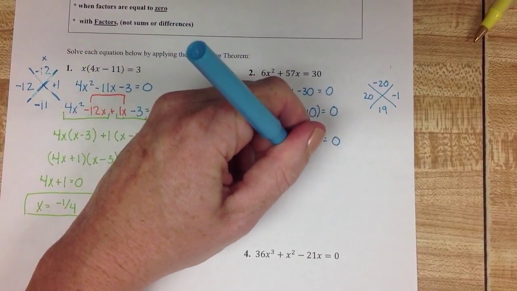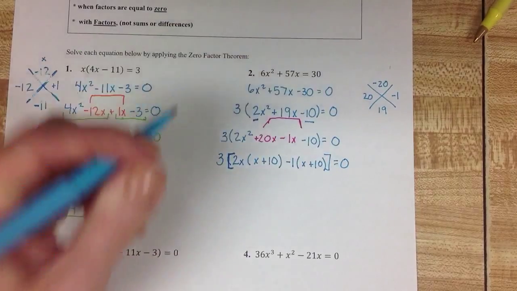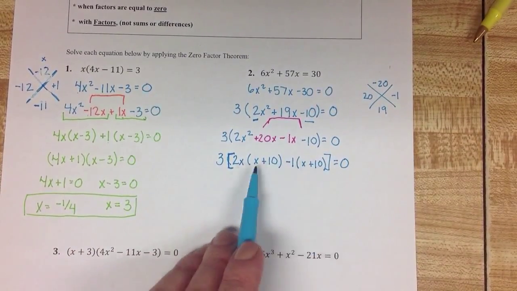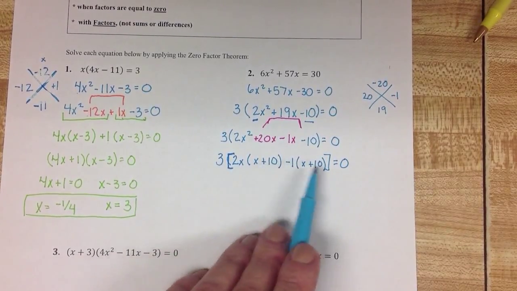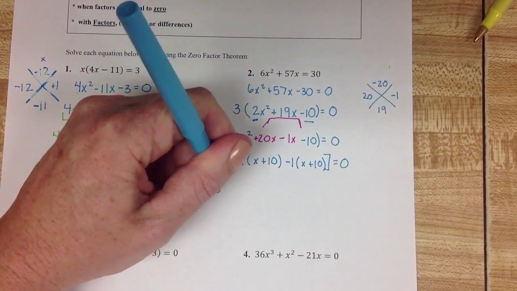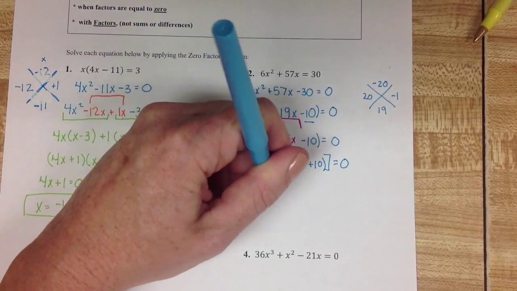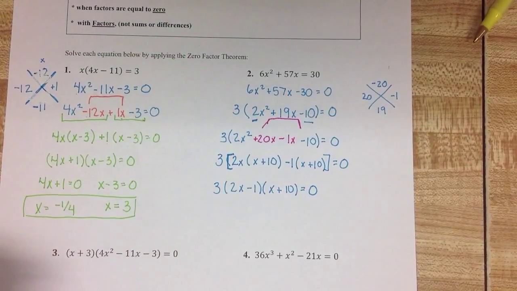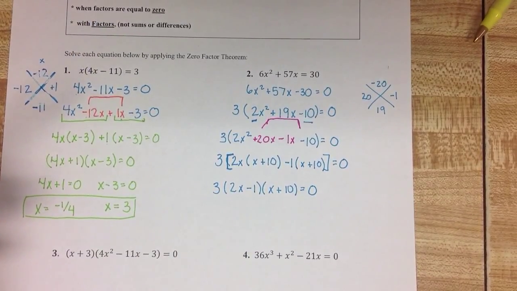So I'm going to go ahead and factor out a negative 1. And that will leave me with an x plus 10 on the inside. And that was also done intentionally so that these two terms will match each other, x plus 10, x plus 10. Now that they match, I can factor that out and be left with 3 times 2x minus 1 times x plus 10, all equals 0. Phew! Finally, I have factors, no adding, no subtracting, just factors, and they are all equal to 0.